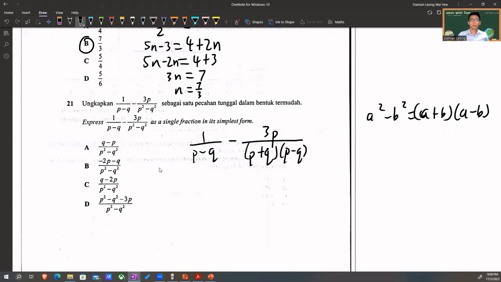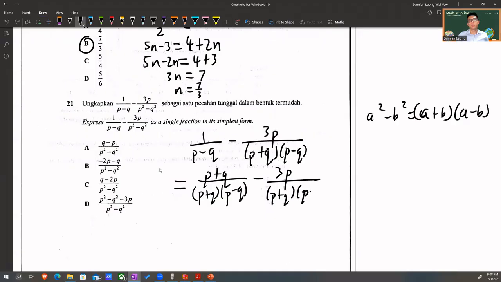In order to combine, I need it to be the same denominator. So I multiply by p plus q on this fraction. So it's (p plus q) over (p plus q)(p minus q) minus 3p over (p plus q)(p minus q). So p minus 3p is negative 2p. Then plus q over (p plus q)(p minus q).